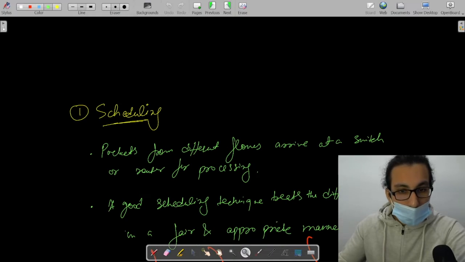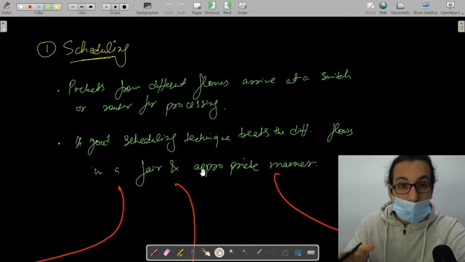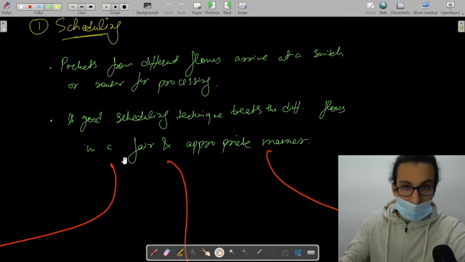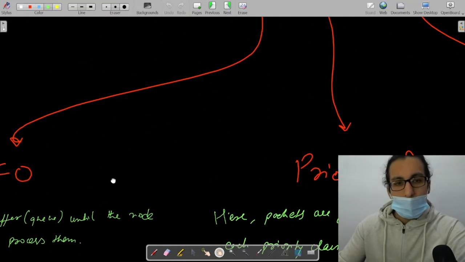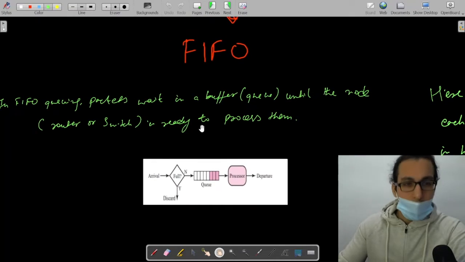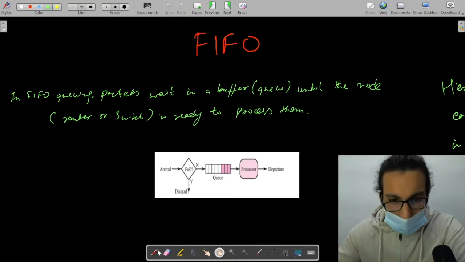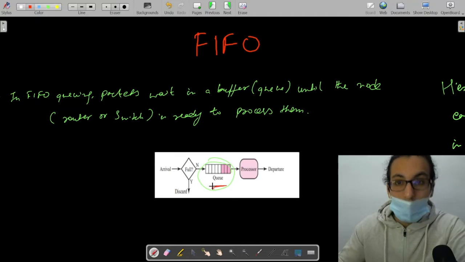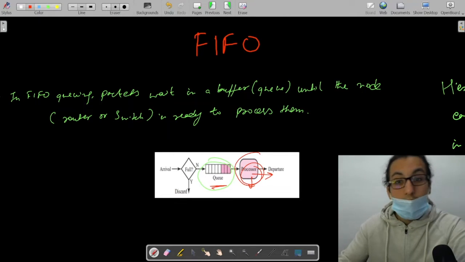First it's scheduling. Packets from different flows arrive at a switch or a router for processing, and a good scheduling technique treats the different flows in a fair and appropriate manner. Like we have FIFO, first in first out queuing. Here in FIFO, the packets wait in a buffer, which is also known as a queue, until the node, the switch or the router, is ready to process them further.